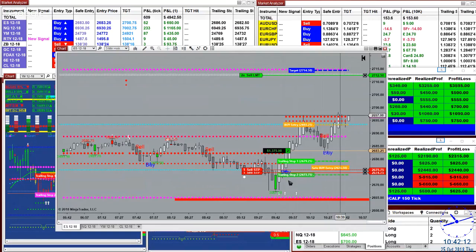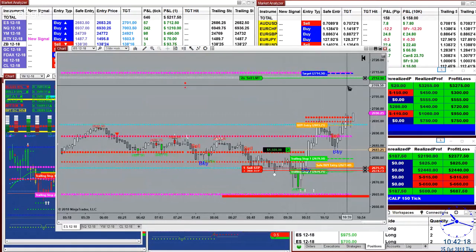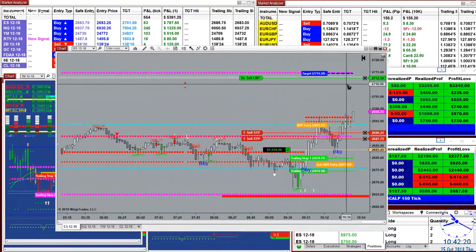So we're getting this momentum, and there we go. We need that bar to close above, folks. We need that bar to close above. There is nothing holding back that ES all the way to 27.12.50. This is a very good run.